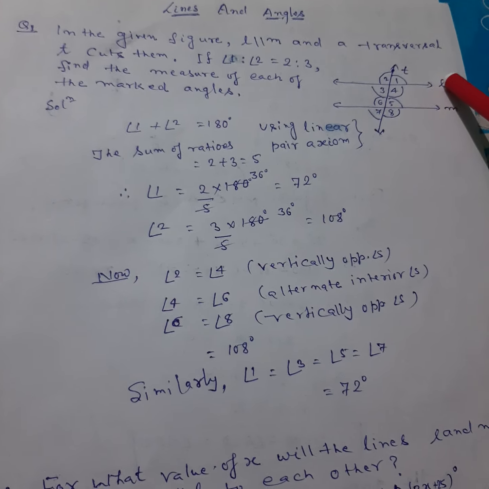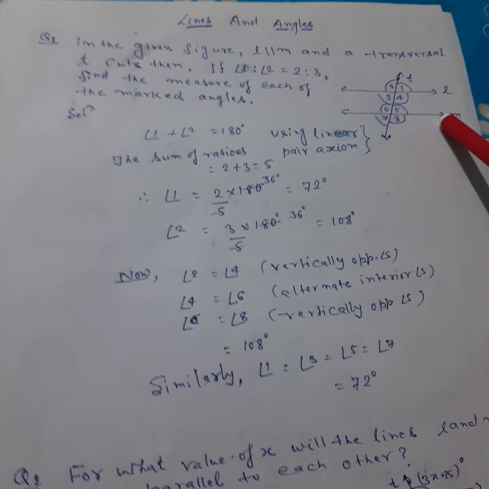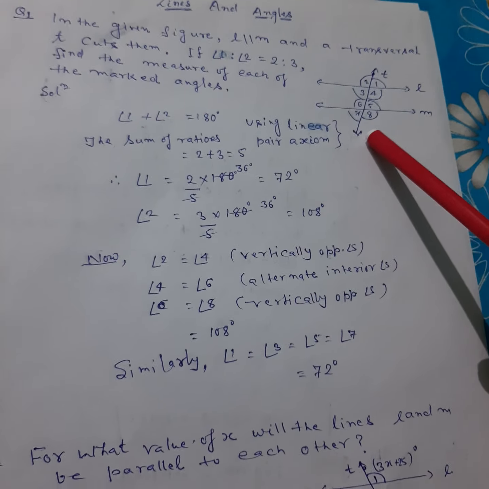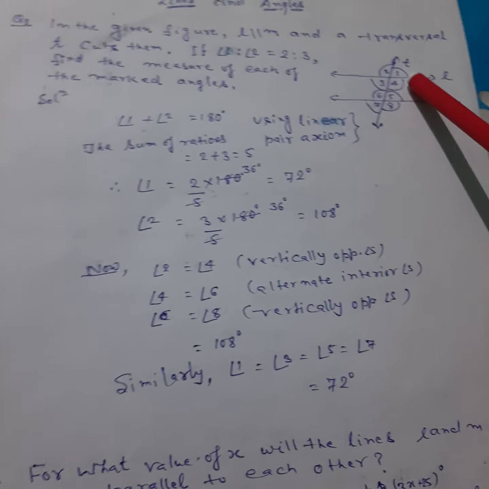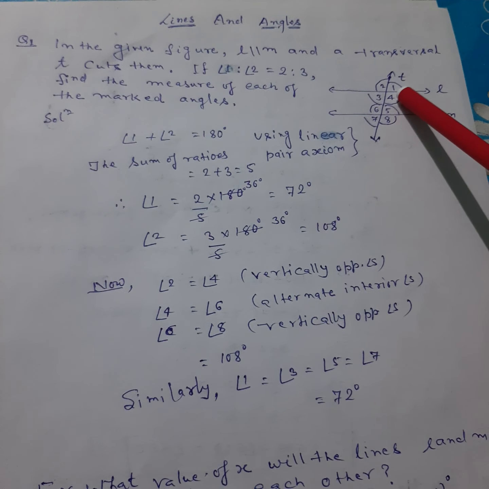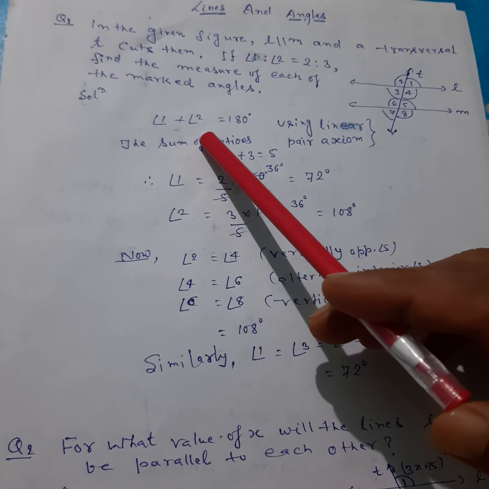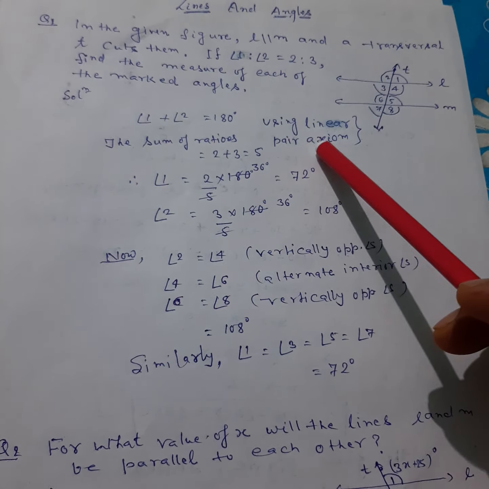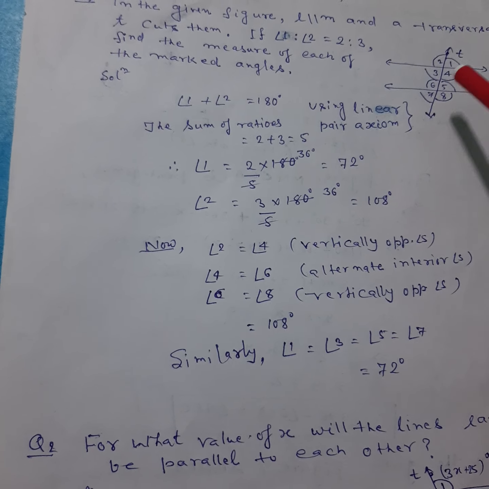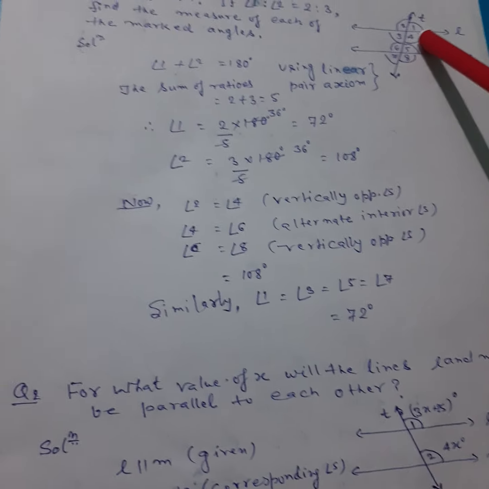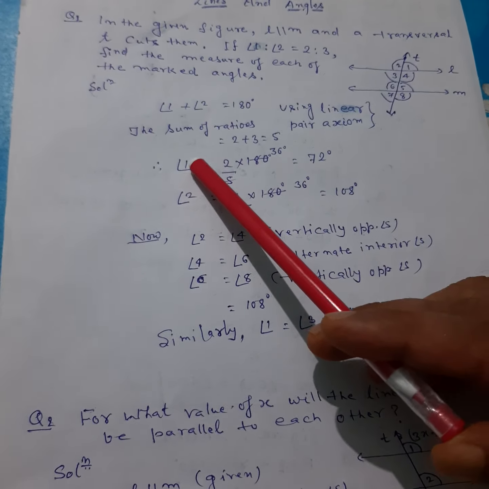As you observe in the figure, L and M are parallel lines, T is a transversal. Here we get 8 angles: 1, 2, 3, 4, 5, 6, 7, 8. Now angle 1 plus angle 2 equals 180 degrees. By the linear pair axiom, as we observe, AB is a straight line, so 1 plus 2 is 180 degrees.